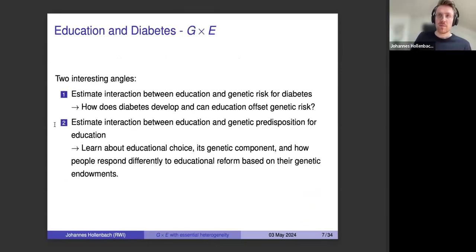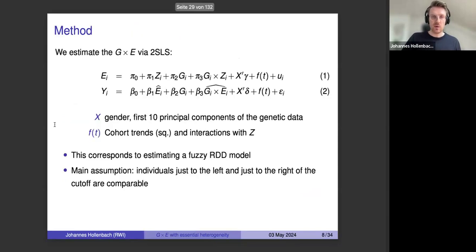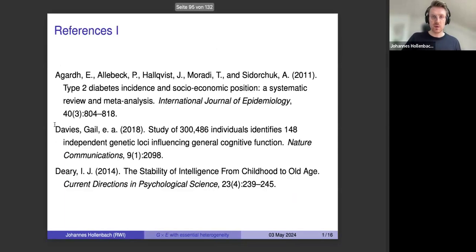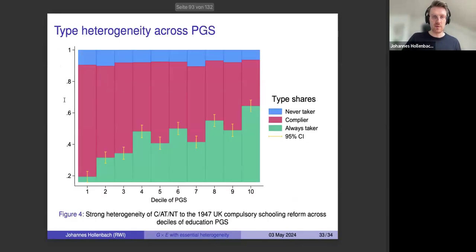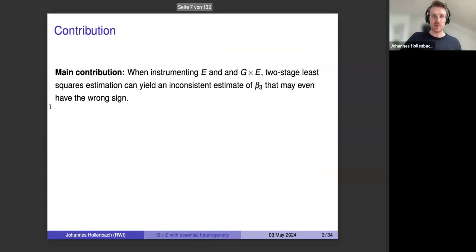Right. We are really interested in learning about occupational choice, not educational choices, and how genetics is related to this. This also comes back to what I've just shown you: how differently people react according to their genetic endowment to the education reform. And this would be the motivation for us to choose the education polygenic score instead of the diabetes polygenic score.